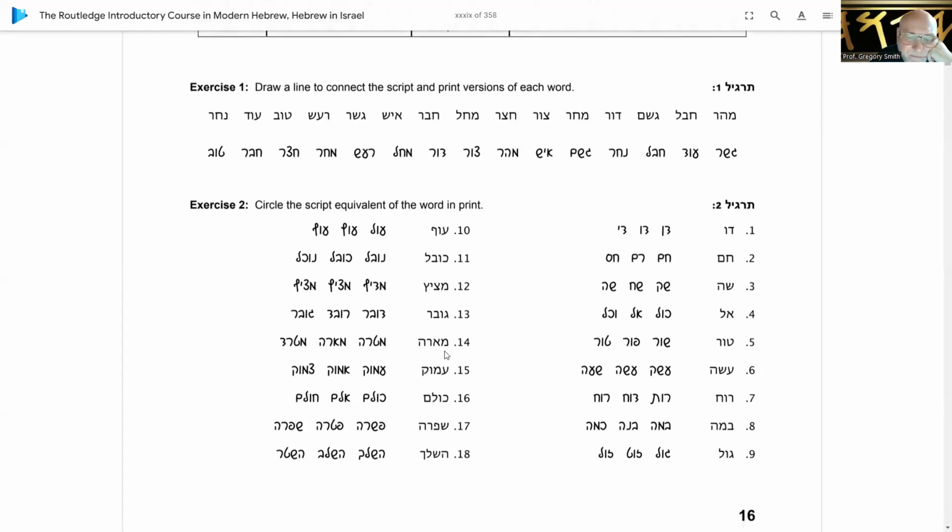Okay, so we have Ma'ara. Ma'ara, let's see what that is. Resh and Hay. No, that's not it. Mem Aleph, Resh and Hay.